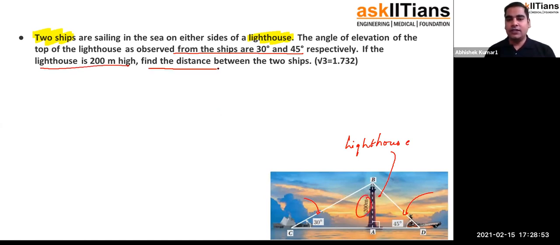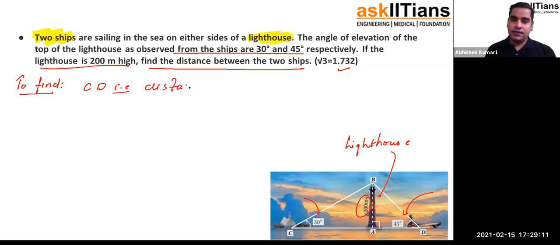You have to find out the distance between two ships. Okay. And the value of root 3 you have to use is 1.732. So what do we have to find? We have to find CD here. What is CD? CD is actually the distance between two ships.